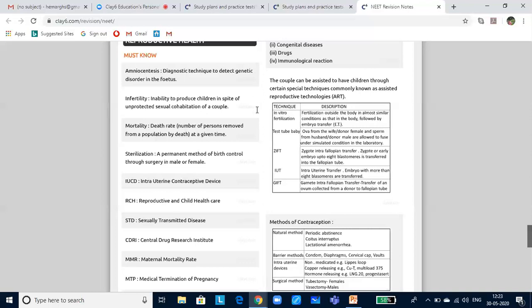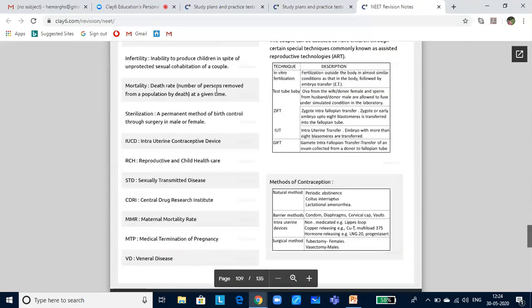Amniocentesis is a diagnostic technique to detect genetic disorder in the fetus. Sometimes they will not have the word diagnostic. They will have just technique. So if you think technique to detect this will be one choice, diagnostic technique to detect genetic disorder in the fetus will be another choice. So you have to select the one with the words diagnostic technique.